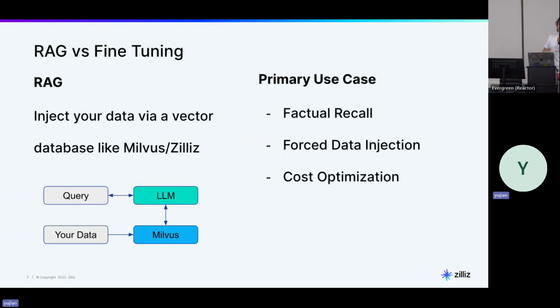This is really good for factual recall, for forced data injection, and for cost optimization. I'll go over the cost optimization piece a bit in the next slide. For factual recall and forced data injection, when you give your query to the large language model, the language model is going to actually use the vector database as the source of truth for the data that it's going to return to you. That's why the factual recall is really good with RAG.